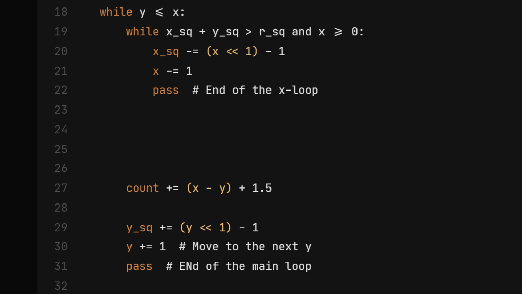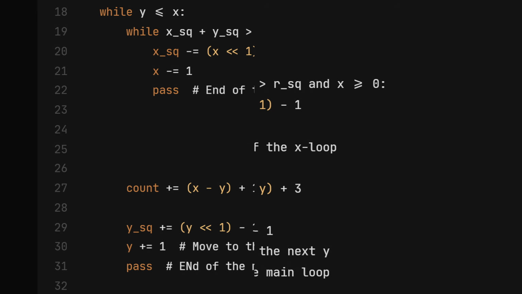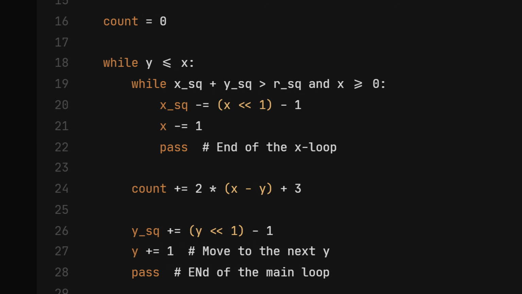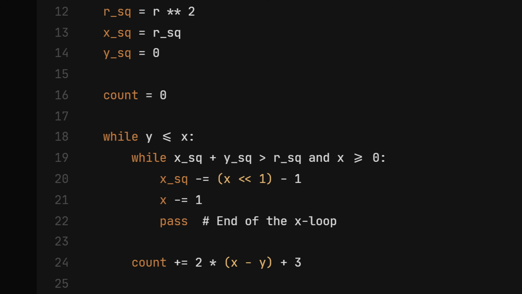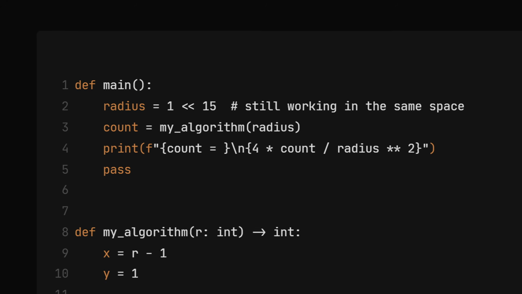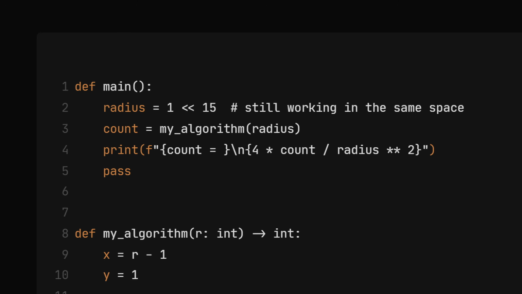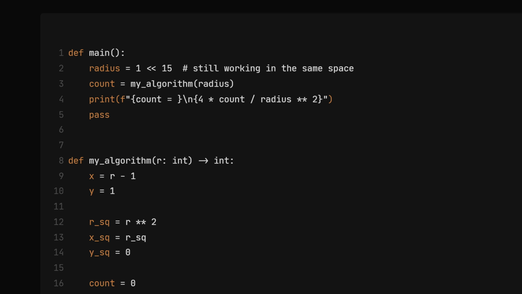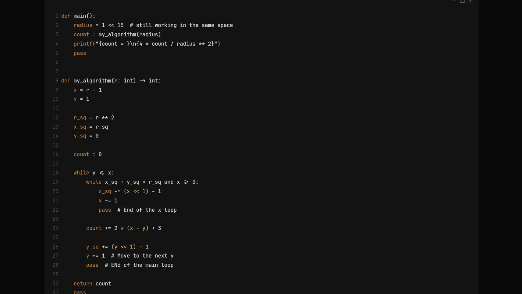We can just multiply this whole statement by 2, so we get 2 times x minus y plus 3. But since we doubled this, we need to adjust our final multiplication, so that brings us back to a 4 instead of an 8. Handily enough, this also allows me to just entirely remove our checks if x is less than 0, since they're stopping at the midpoint between x and y, so x will never get low enough.